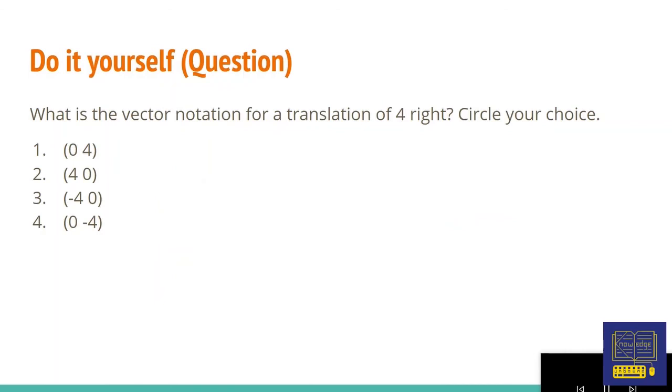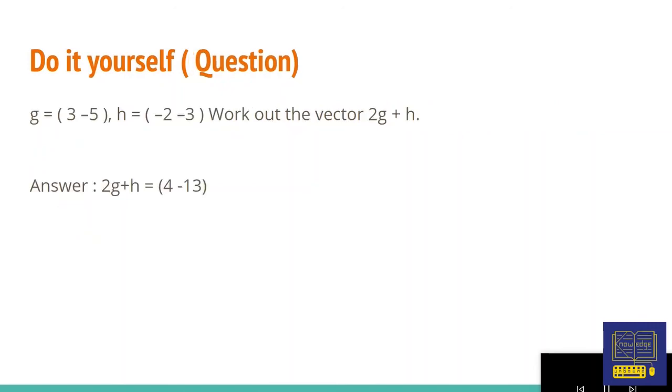This is very simple question. In this question, you have to find the vector notation for a translation of 4 right. It is easy. You can move 4 points right to the origin and find out the vector notation. Next question.